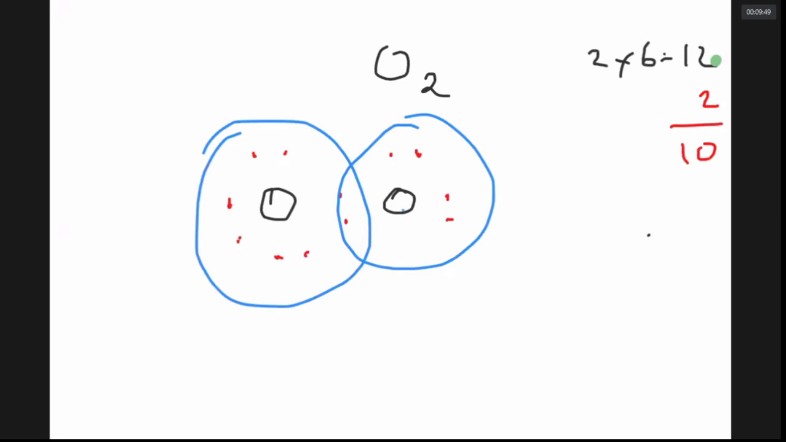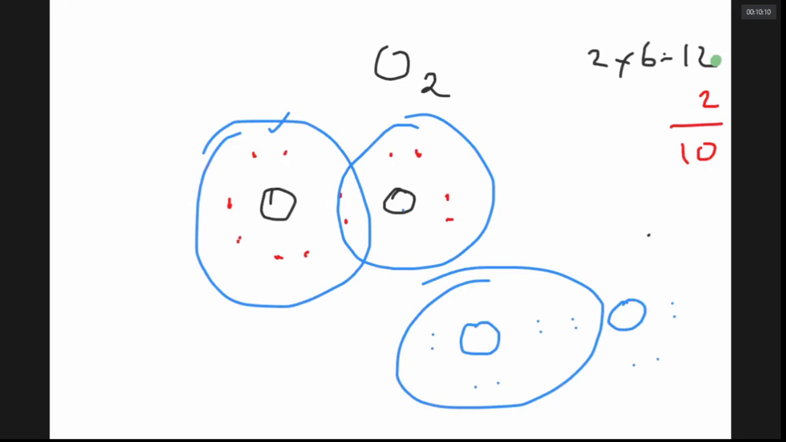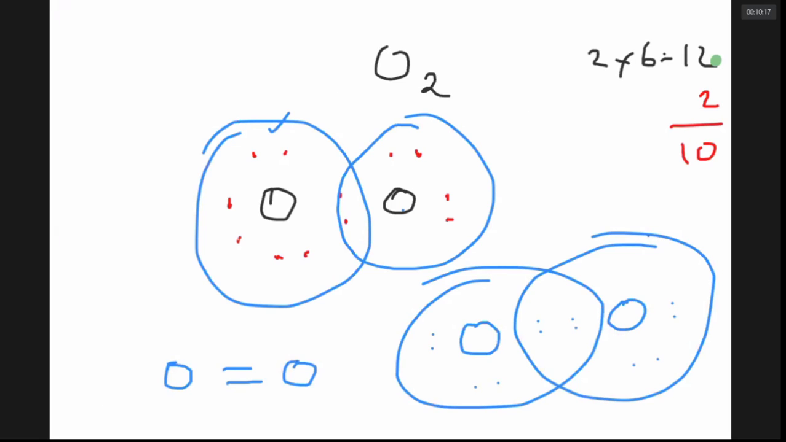To make this one also happy, I convert one of the lone pairs into a bond pair. So if I convert this, this got 8, happy, and this got 8, happy. Therefore, the structure of oxygen is O double bond O, 2 lone pairs, 2 lone pairs.